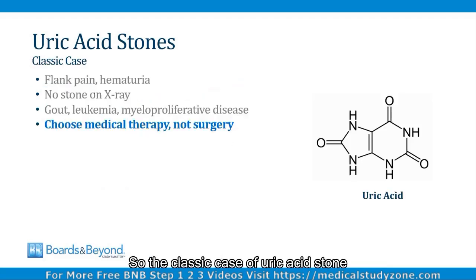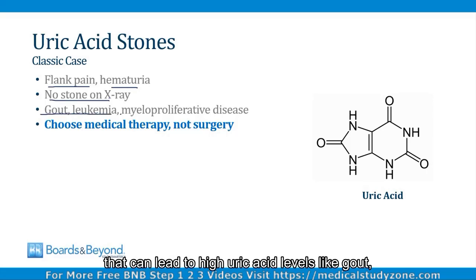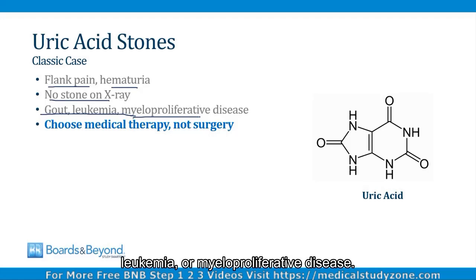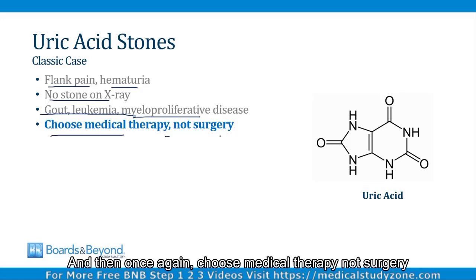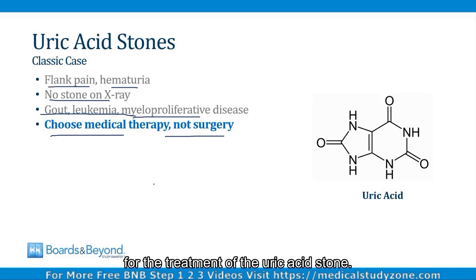So the classic case of uric acid stone is a patient who has flank pain, hematuria. On x-ray, there's no stone. The patient has a history of something that can lead to high uric acid levels like gout, leukemia, or myeloproliferative disease. And then once again, choose medical therapy, not surgery, for the treatment of the uric acid stone.